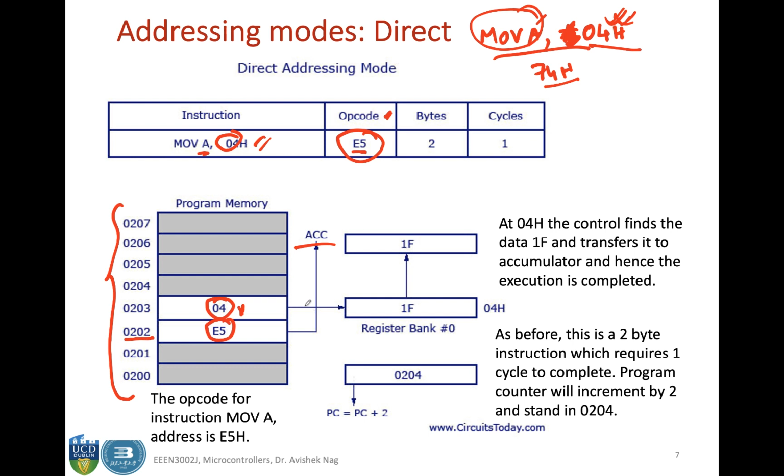So register bank 0 and then the 4th register of register bank 0. At 04H the control finds the data, let's say 1F, and that 1F, whatever was there in this 4th register of register bank 0, is moved to the accumulator. So this is your accumulator, and as before this is a 2-byte instruction, so the program counter will increment by 2 and stand at 0204.